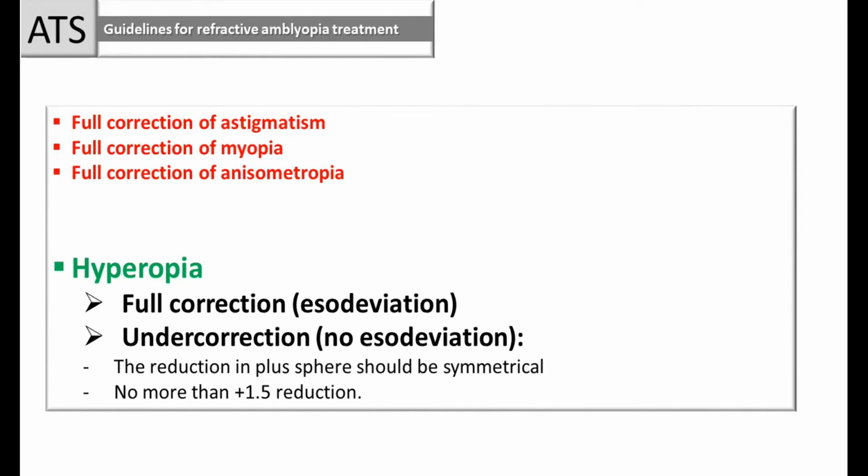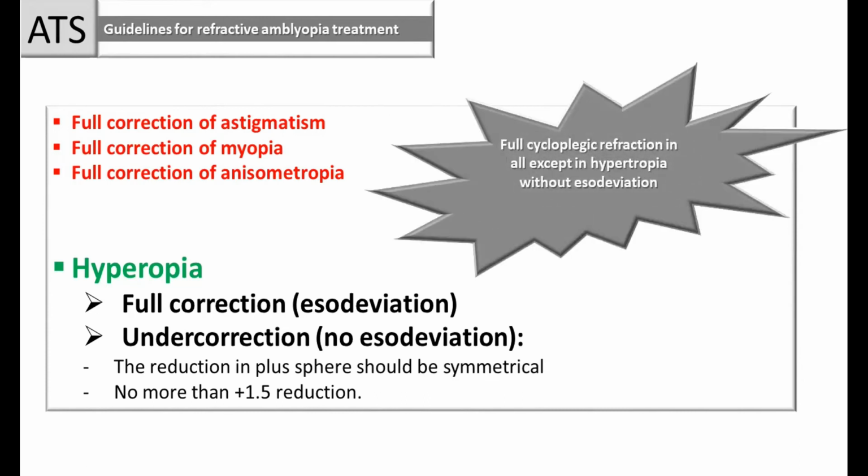So you undercorrect the spherical component of your refractive error. And the reduction should be symmetrical. So if you subtract 1 from the right eye, you should subtract 1 from the left eye. And the amount of subtraction varies with the age, but it should not be more than 1.5 reduction. So as you notice, we can make a general statement in this star. So I want you to read it silently and tell me if there is a mistake in this statement. I made a mistake here, an intended mistake.